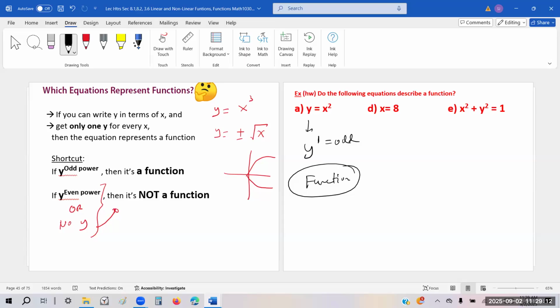You can verify your work with the graph. How does the square graph look like? Parabola at the origin. So if you do a vertical line test, how many intersections do you have? Only 1. So the graph satisfies the vertical line test, and also the equation satisfies the ruling: y has odd power. So you can do both ways. Just look at the equation, or if you know the graph, look at the graph. Any question? Do you want to do B, Shahida?